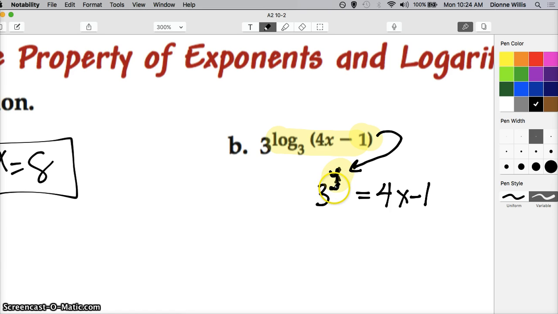But the cool thing here, I hope you've seen it, is that if this thing is that thing, then 3 to the y, or 3 to this thing, has to just be 4x minus 1. I say pause it and think about it. The answer is 4x minus 1. Pause and think.